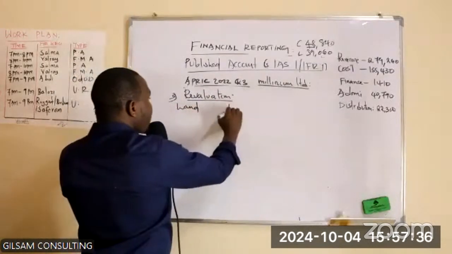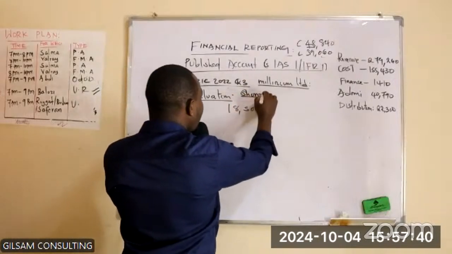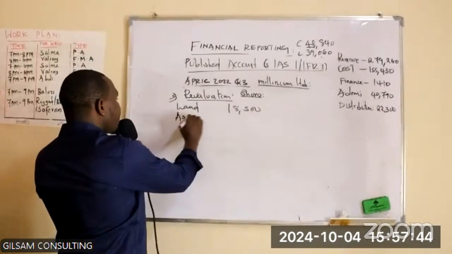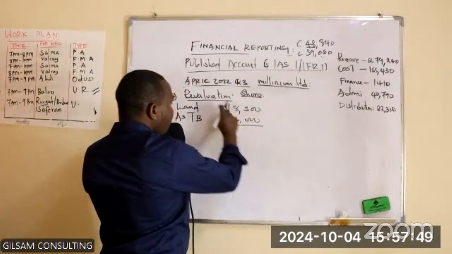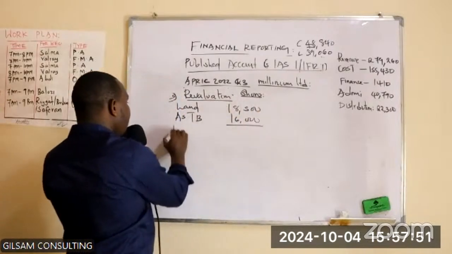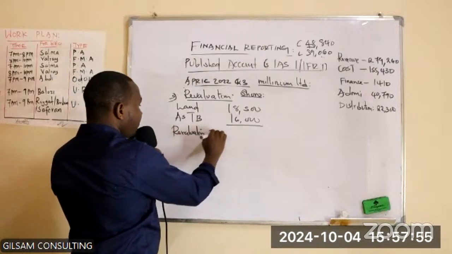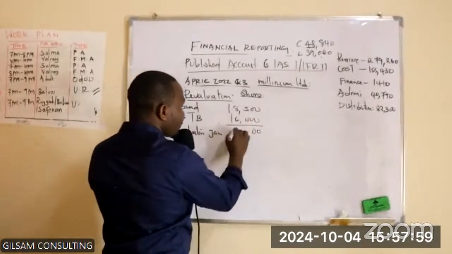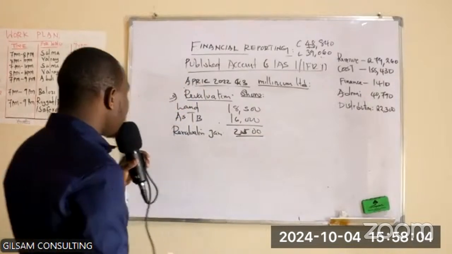So the revalued amount of land is 18,500. Don't forget the other 3 zeros. 18,500, and as per the TB, we have 16,000. So the difference is the revaluation gain. The difference is the revaluation gain of how much? 2,500. We have a revaluation gain of 2,500 for land.